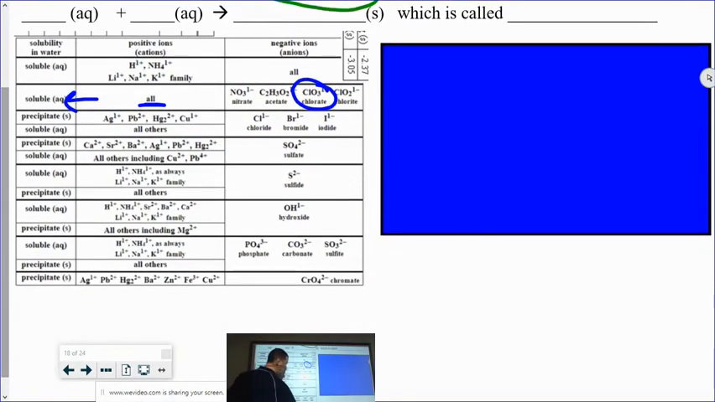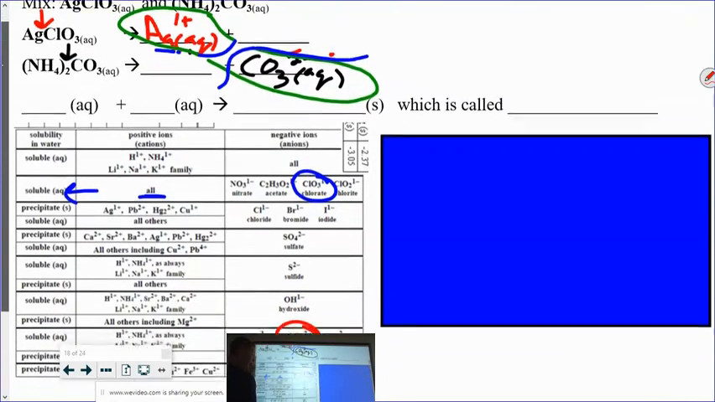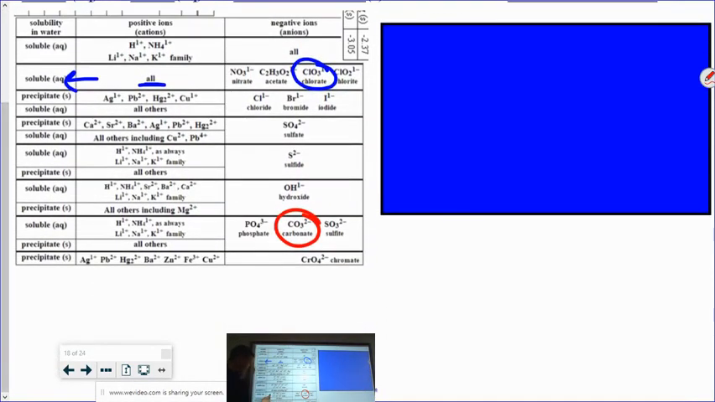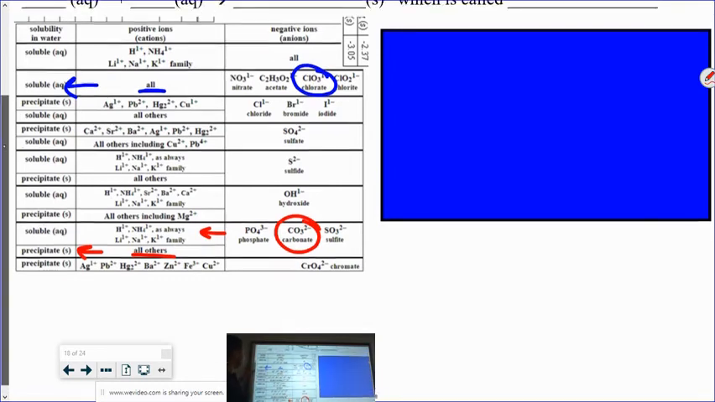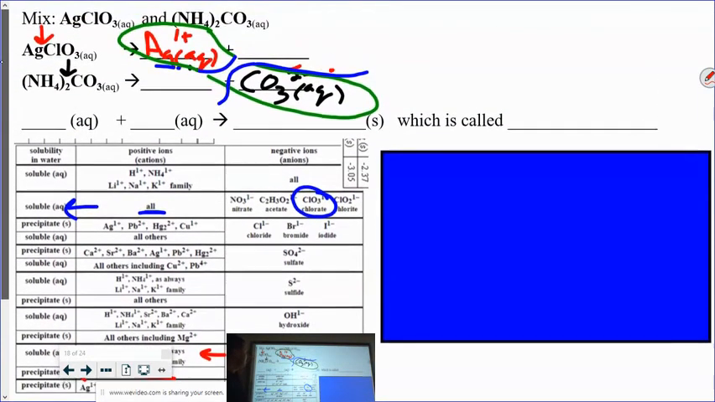And here is CO3. And what was it reacting with? Silver ions. So right down here, we look in this box. Silver ions is not there, so it's part of the all others group, which means it forms a precipitate. So when carbonate ions and silver ions come in contact with each other, they make a precipitate.